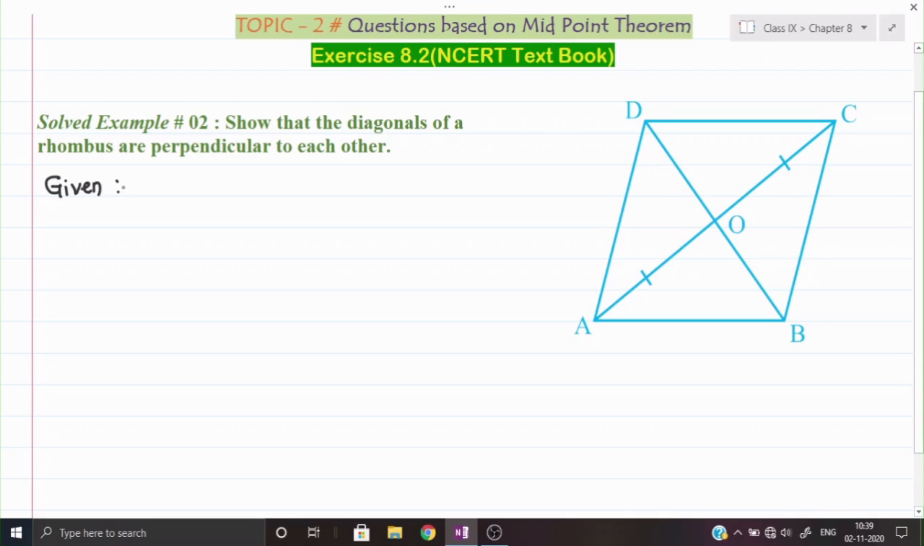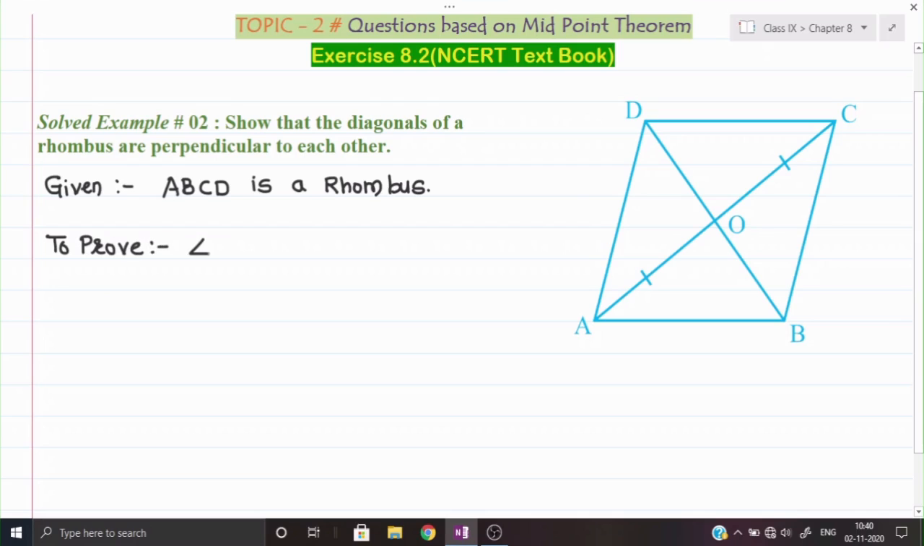We have been given that ABCD is a rhombus. That is given to us. Now, further, what are they telling us to prove here? So, we shall write down what we need to prove.